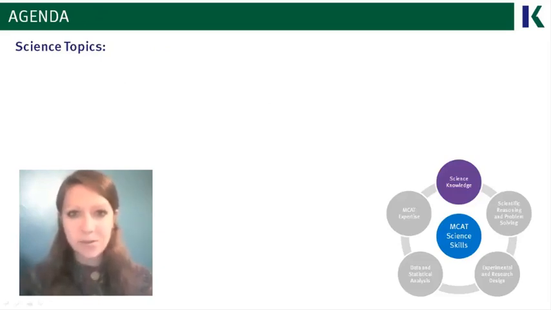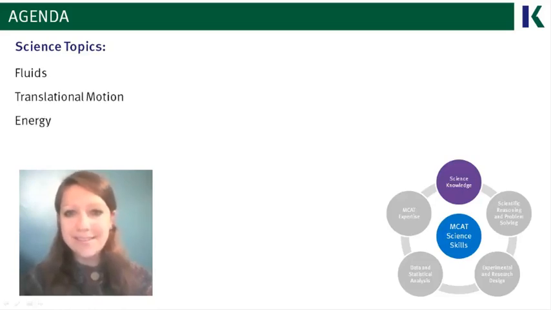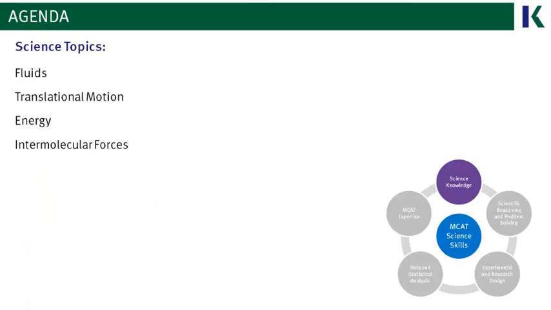The science context through which we'll learn the skill of identifying when you need to use math and when you don't, and how to use that math as minimally as possible, are listed here. We've got fluids, translational motion, energy, and intermolecular forces. Also remember, we're not going to cover how each of these science topics works. That's what you do in your before class work. However, we will cover MCAT strategy in the context of these science topics.